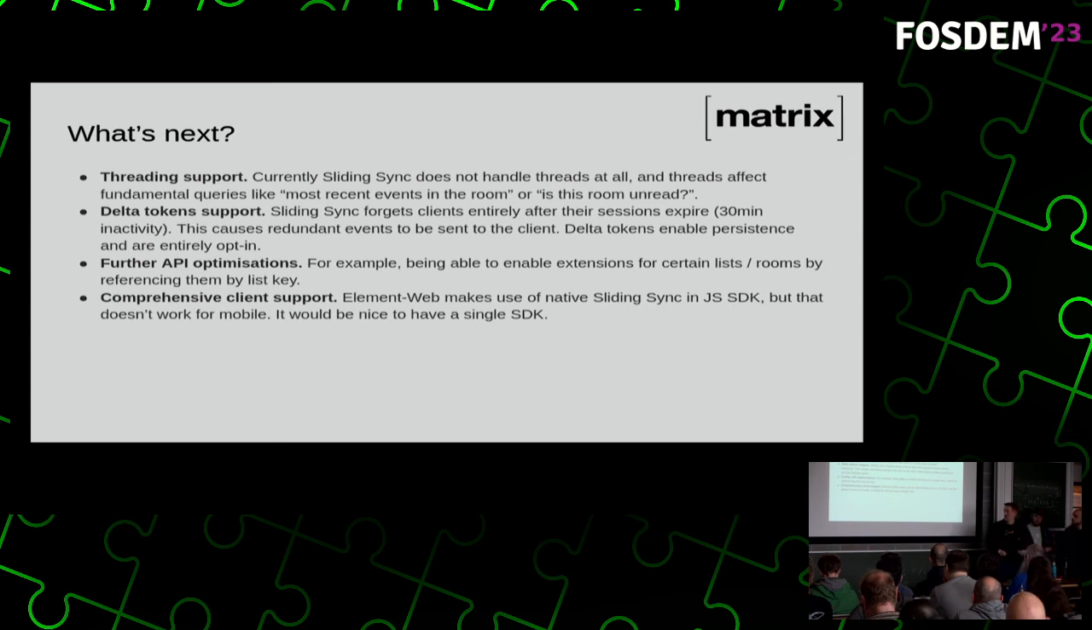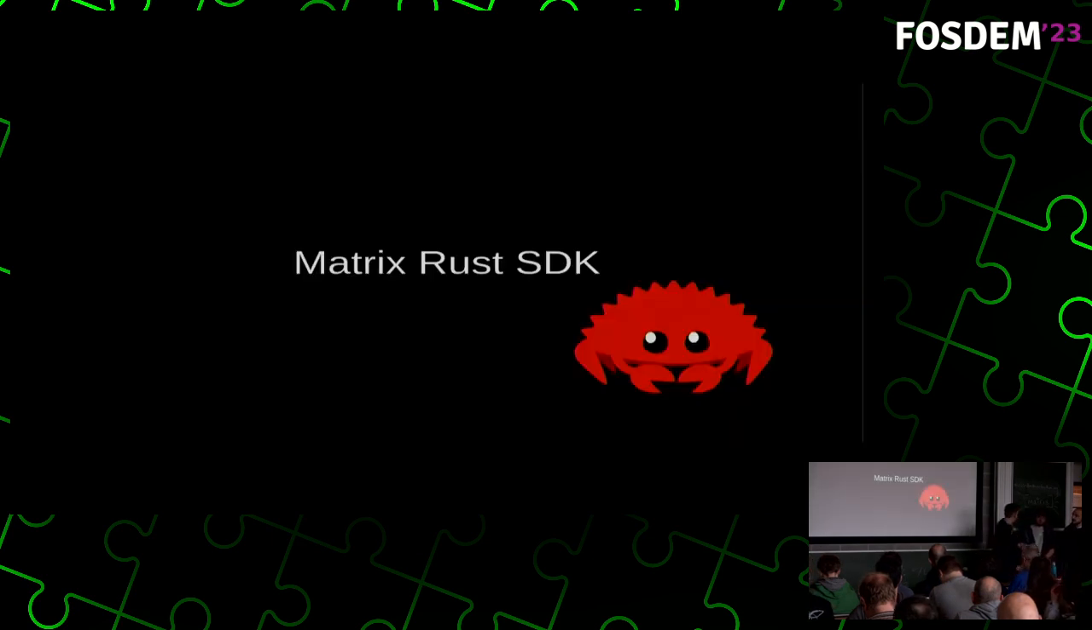And we also really want to have comprehensive client support. It's getting reasonably stable now, and it's certainly very performant. Element Web uses sliding sync natively in the JS SDK, but obviously that doesn't really work for mobile. It would be nice to have some sort of SDK that could be used for Android and iOS and maybe even web at some point. And I think there is.